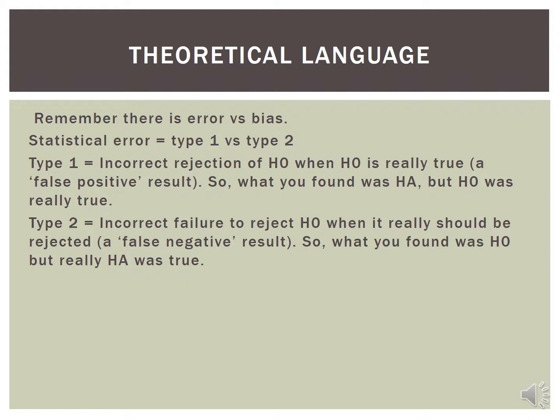Type 2 error is an incorrect failure to reject the null hypothesis when it really should be rejected. In other words, a false negative result. So you found the null hypothesis, but really the alternative hypothesis was true. The other way to think about this in layman's terms is there was really a significant difference between your two groups, but you did not find one.